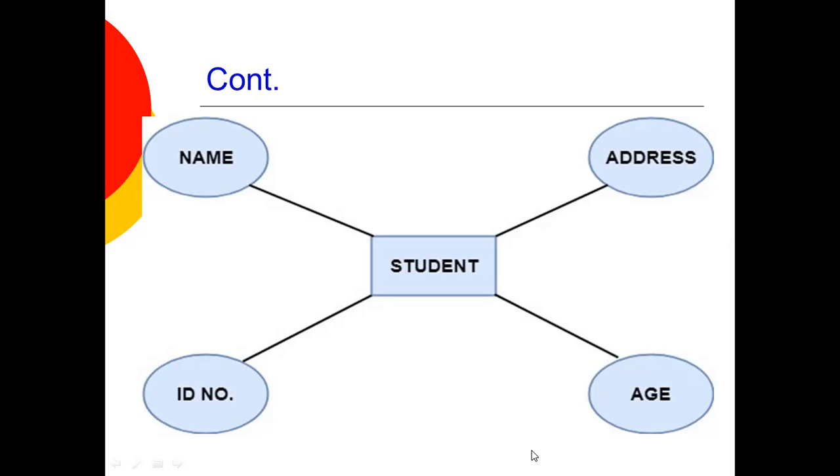These are called the attributes, and we combine name, comma, address, comma, age, comma, ID number in curly braces, then we can say entity set. This rectangular shape indicates the entity, please remember this. So this is called the entity, and these are the attributes: name, address, ID number, age. If we combine all these attributes separated by commas in brackets, then this will form a set, that is called the entity set.